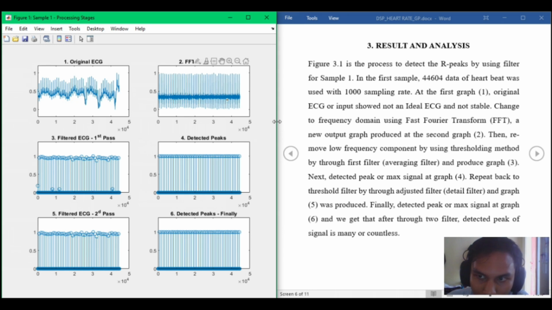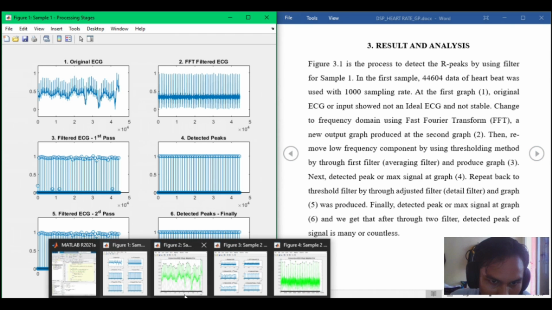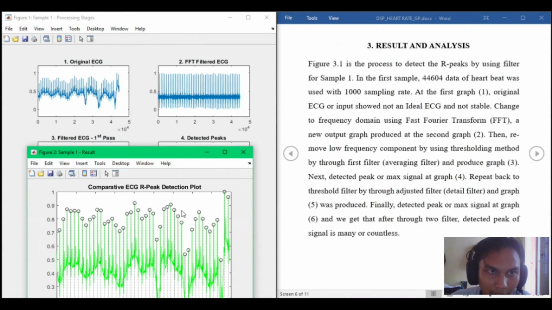Then we remove the low frequency component by using a thresholding method. The first filter is the average filter, and then we detect the R peak for the max signal. Then we repeat for the next filter and detect the next max signal. Finally we detect the peak or max signal on the graph, and we use the inverse FFT, and then we get sample 1.